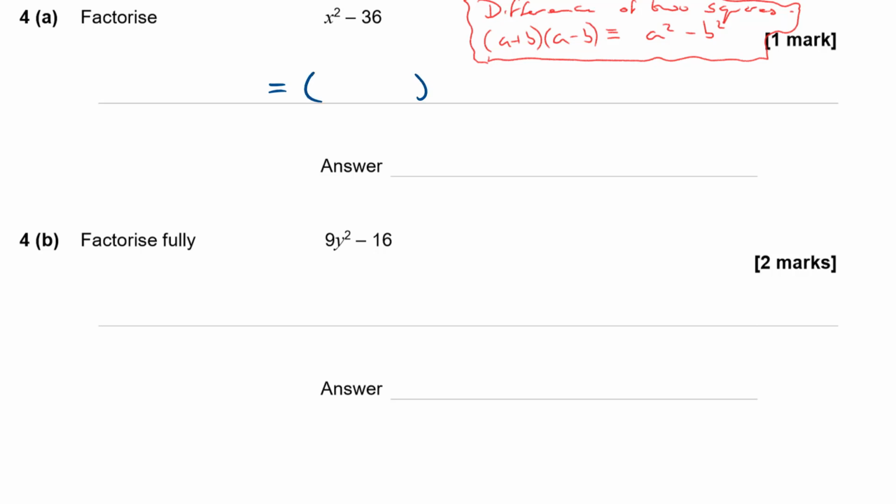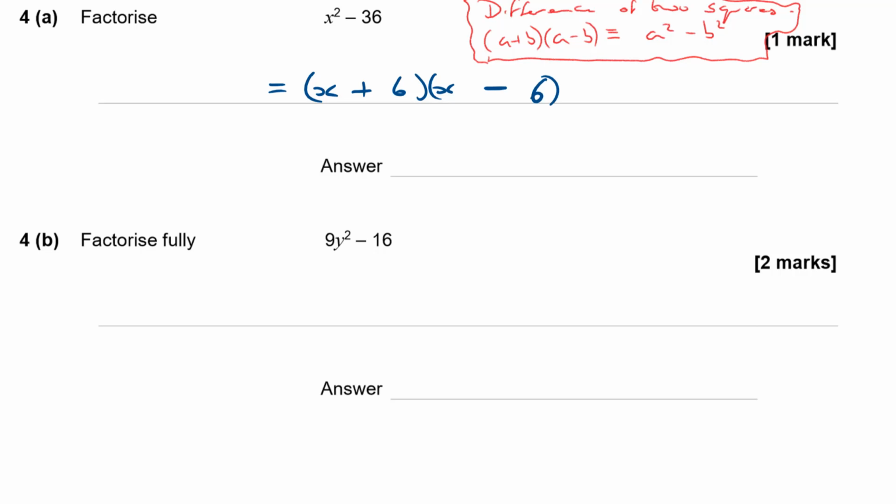I'm going to have two brackets, and I'm going to take the square root of my first term, x, and write it at the front of my brackets. I'm going to take the square root of my second term, square root of 36 is 6, I'm going to write it at the end of both my brackets, and I'm going to make one bracket plus and one bracket minus. And that's my answer. If you're not sure why that gives you x squared minus 36, just try multiplying it backwards and you'll see that you get two middle terms that are equal but opposite signs, which cancel each other out.